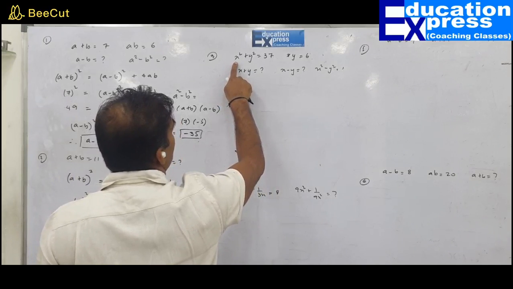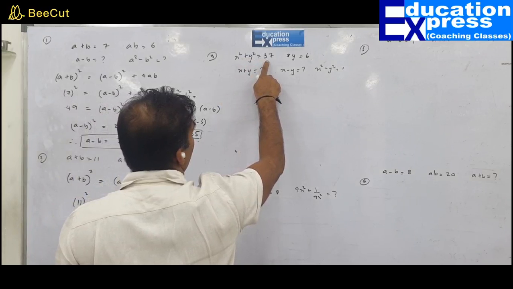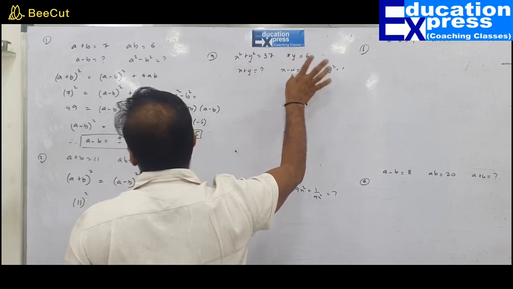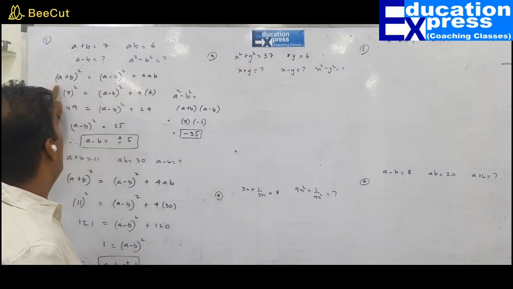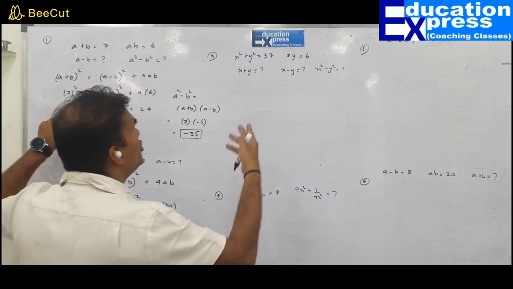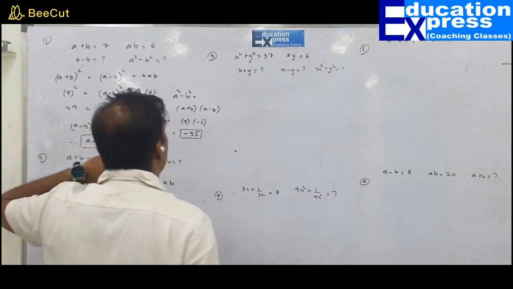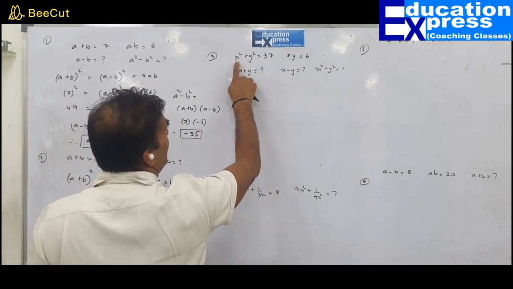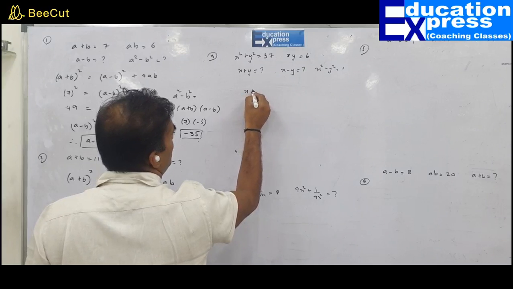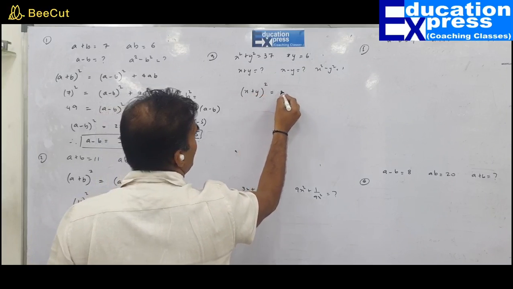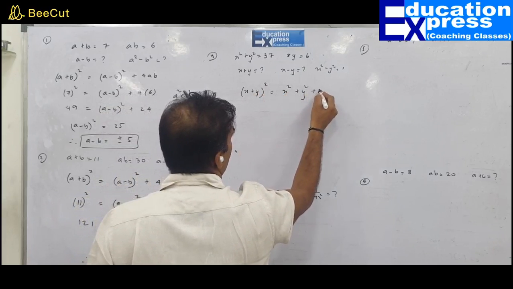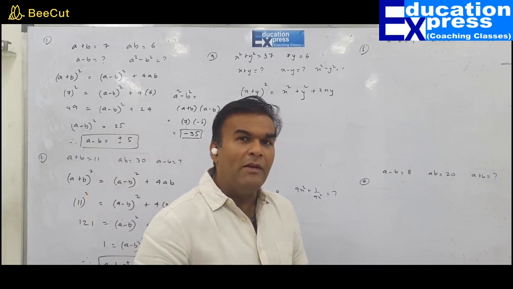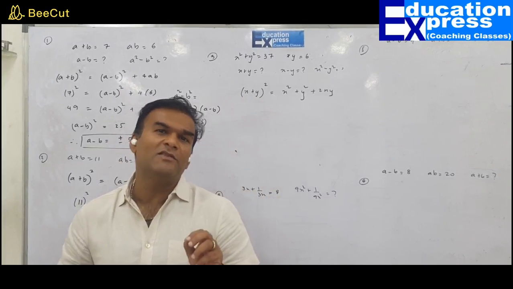Here they have given me x² + y² = 37, xy = 6. So we don't have x + y or x − y, so I'm not going to use this formula. Not possible, because I don't have x + y or x − y. What do I have? x² + y². Which formula will have x² + y²? Sir, you can use (x + y)² = x² + y² + 2xy. Knowing the formula is not everything, but application makes its purpose 100% success.